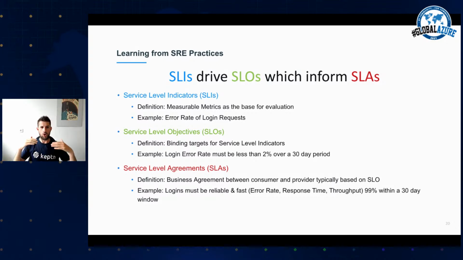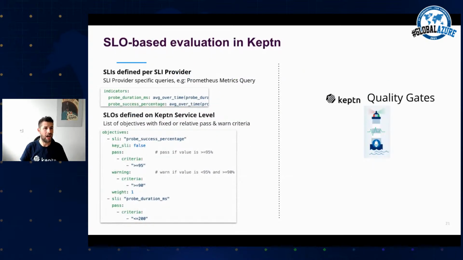And on top of service level objectives, we can build service level agreements. In Keptn, we don't put it into code, but it's more a business agreement between a consumer and a provider based on SLOs. So how did we put in service level indicators and service level objectives?